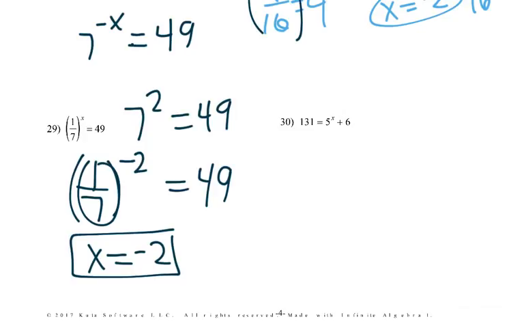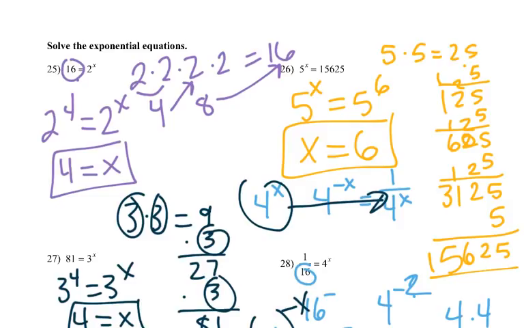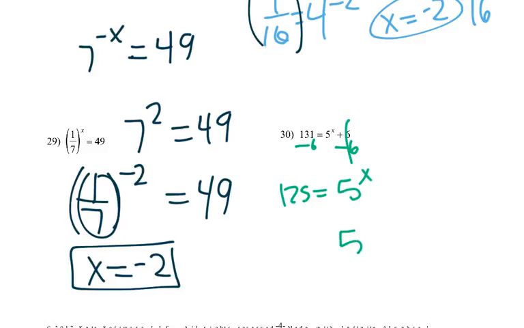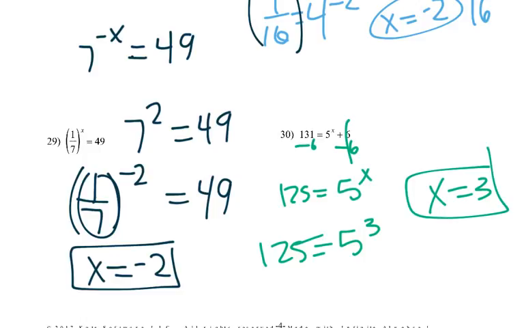Okay, now on 30, right here we have the issue where 5 to the x is not by itself. So sometimes the first step has to be getting the power by itself. So we get 5 to the x equals 131 minus 6 is 125. So if we go back here, remember, 2 5s was 25, 3 was 125. So it would be 3 5s. So 5 to the third would equal 125. So x equals 3. And there we go for these 30 problems. Just a bunch of different ways that we need to solve equations for a variable. And there we go.